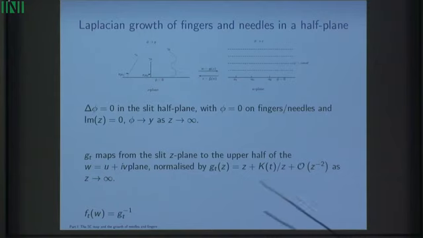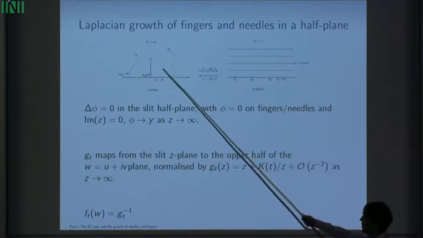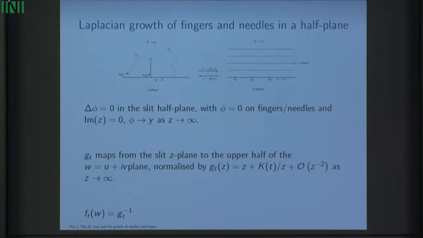Anyway, if we know the map, then we know the solution to this problem, because effectively phi is just constant along these contours, phi equals v, the imaginary part of w, and if we map back, we get both the harmonic field and also the field of the harmonic conjugate about each of the needles and fingers. Of course, the difficult task is to work out that map.